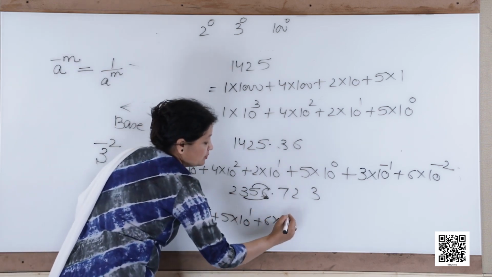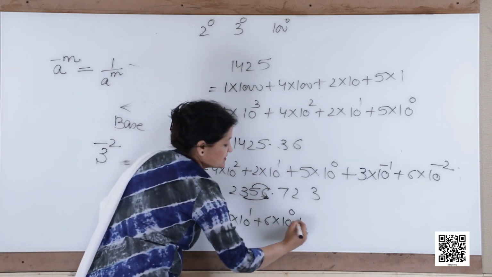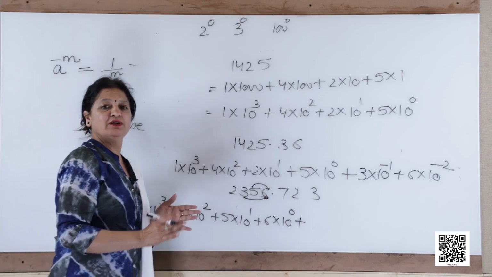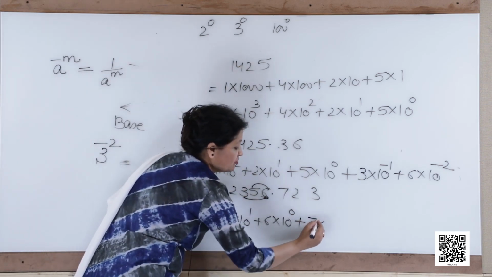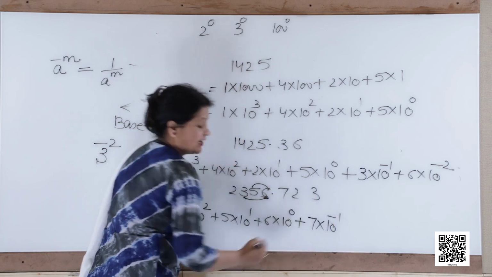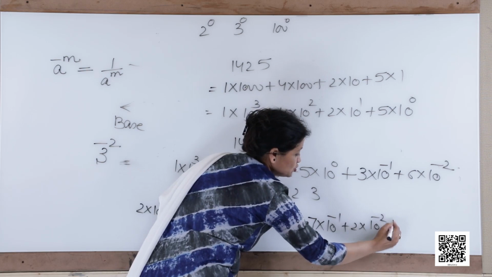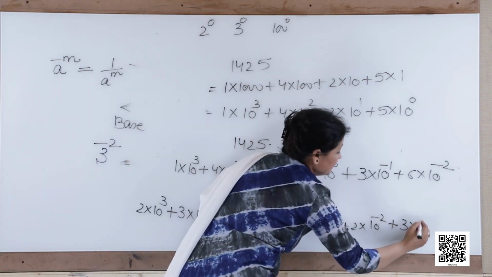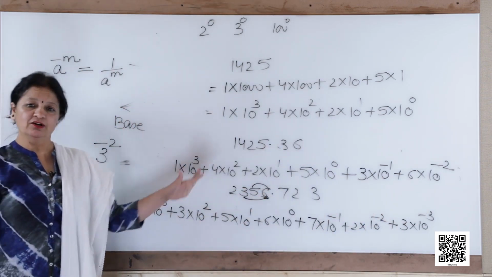So 10 raised to the power 0. No number means 10 raised to the power 0, plus point. Now decimal starts. So after decimal, your powers are always negative. So that means 7 into first number, 10 raised to the power minus 1. Second number, 10 raised to the power minus 2, plus third number, so it will be 10 raised to the power minus 3. So that is your answer in expanded form.